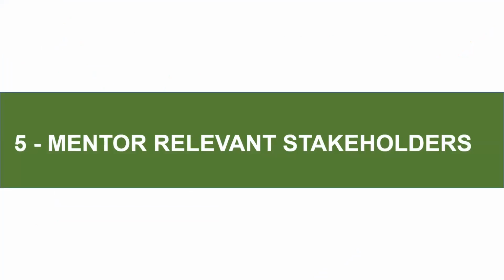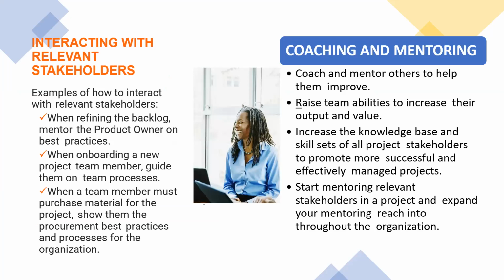Mentor relevant stakeholders. Most of these things are just repetitive patterns. If you've been following us up till this point, it's still about the same thing: engaging, communicating, good body language, and what have you. Now, interact with relevant stakeholders. Interact with them, engage them. Examples of how to interact with relevant stakeholders include when refining backlogs, mentor the product owner on the best practice.